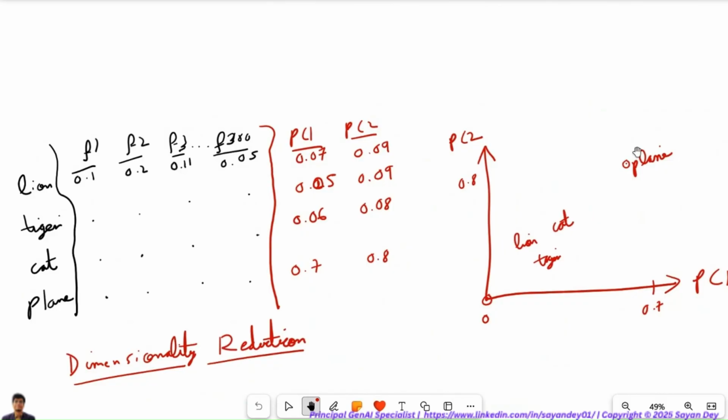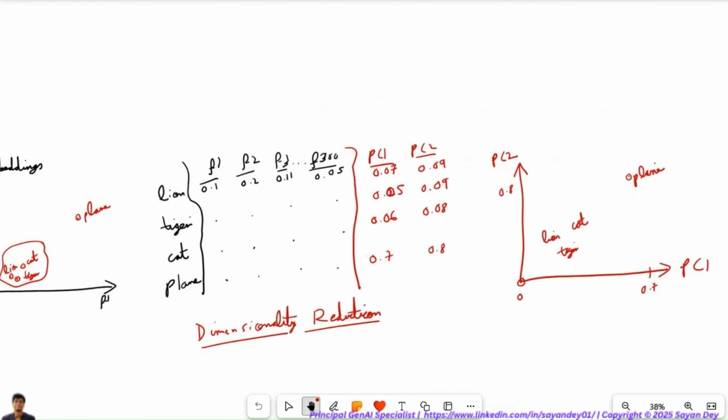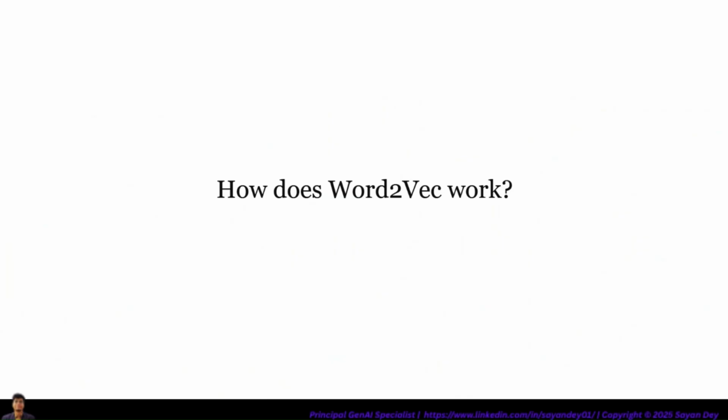We are able to reduce the number of dimensions, which is why PCA is often referred to as a dimensionality reduction technique. We are able to represent the data in a lesser number of dimensions, yet retaining the most important information. So the information is still retained. You can see very clearly that even when I represent this 300 dimensional data in terms of 2 principal components, I am still able to see that lion, cat, and tiger are very similar, and plane is something very different. So this is the core idea of what word embedding and Word2Vec actually is.